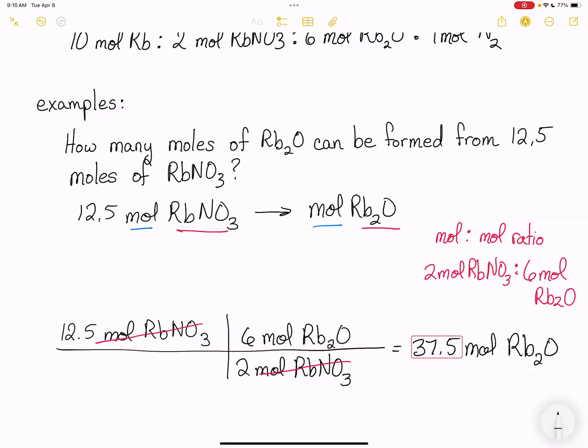So what's the takeaway for today? The takeaway for today is balancing chemical reactions. Anytime you have a reaction, that is your first step. Make sure it's balanced. The second takeaway is, what do the coefficients of a balanced chemical reaction mean? The most useful of its meanings is as a mole to mole ratio.